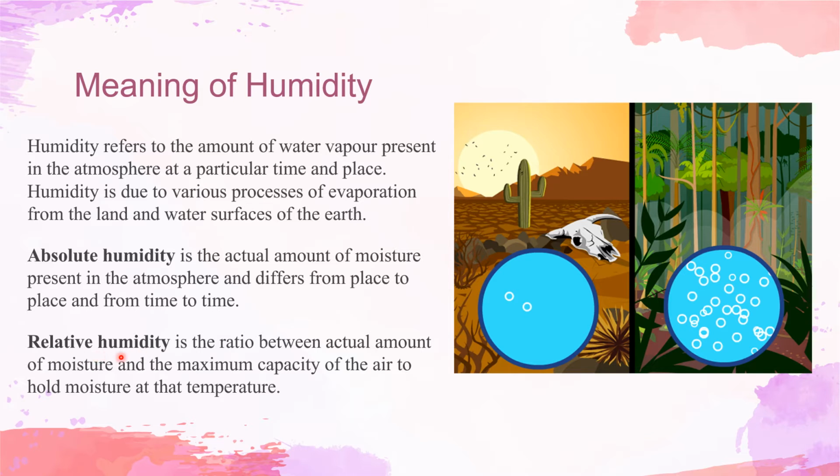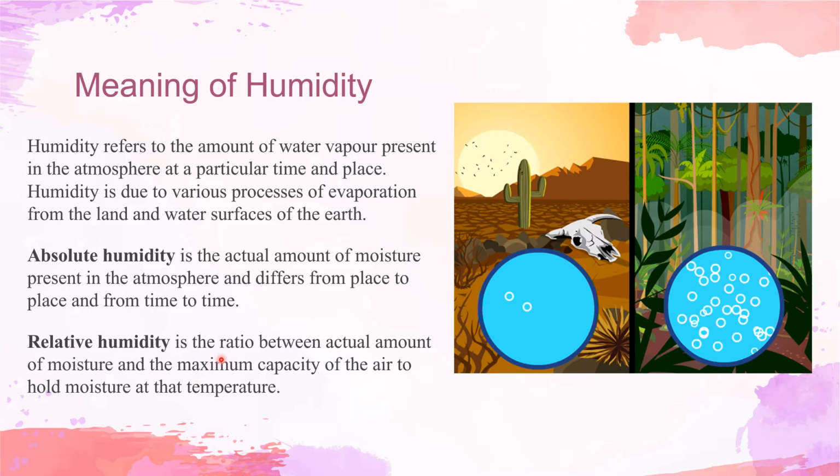So relative humidity is the ratio. We are comparing two things. Relative humidity is the ratio between the actual amount of moisture and the maximum capacity of the air to hold moisture at that time. So it is the ratio of how much water vapor is actually present to how much could have been held by that particular amount of air. So this is a ratio, and you remember these two definitions.